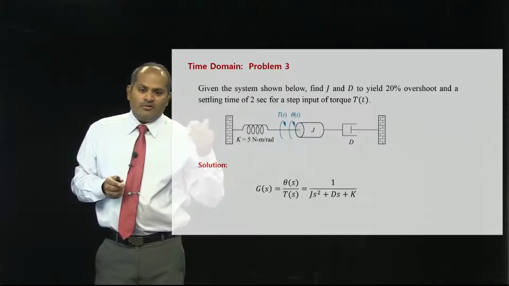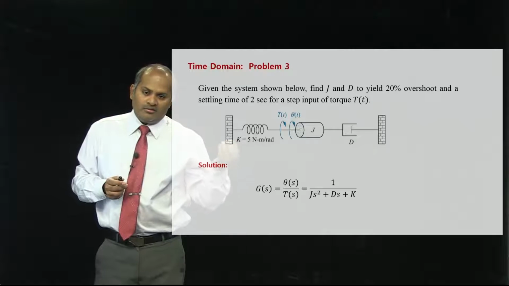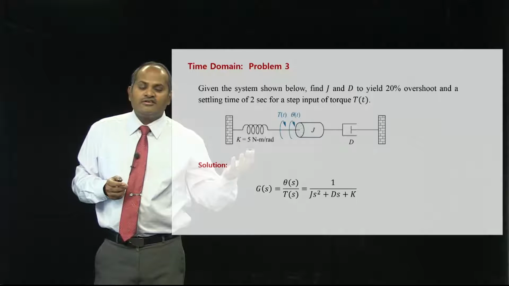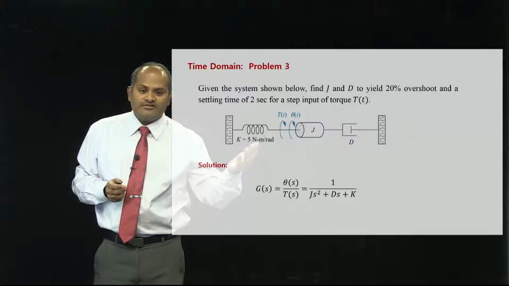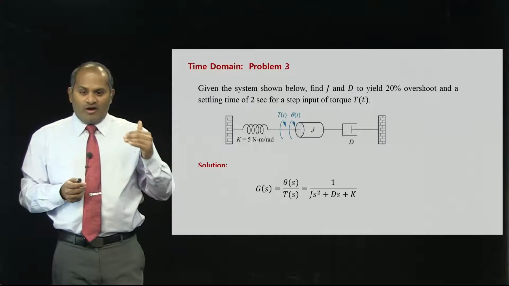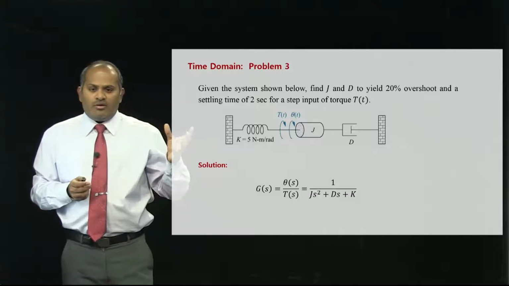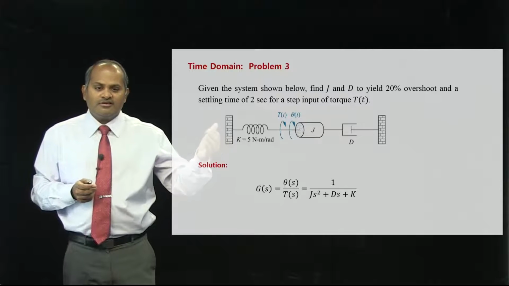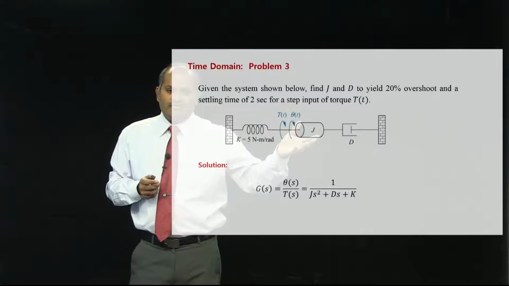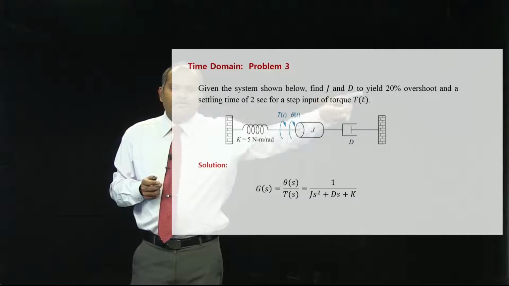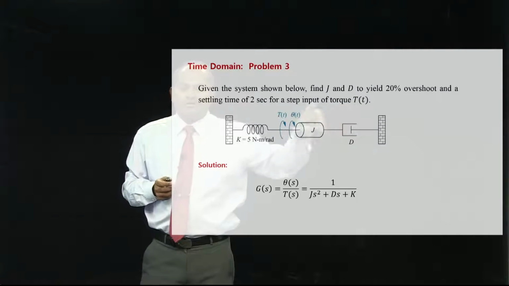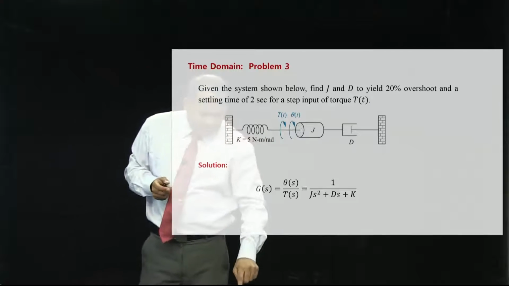So we are going to worry about the rise time, settling time, and overshoot. We are worried about damping and steady state error performance as well. For standard second order underdamped systems, all the problems that you are going to study will work on time domain analysis. Given the system shown below, find J and T to yield 20% overshoot and a settling time of 2 seconds for a step input torque T of t. So try to understand this problem.